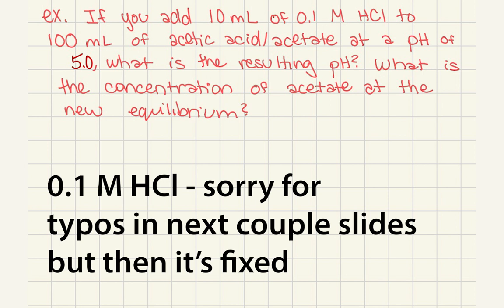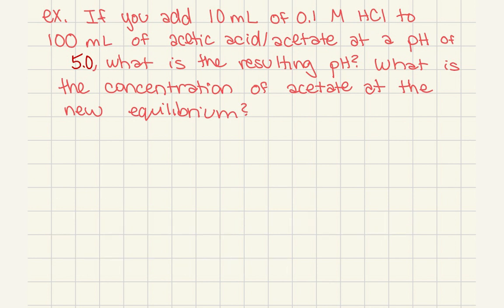If we add 10 milliliters of 1 molar HCl to 100 milliliters of 150 millimolar acetic acid acetate, so that solution that we've been dealing with all along that we're really loving, at a pH of 5, what is the resulting pH? What is the concentration of acetate at the new equilibrium?